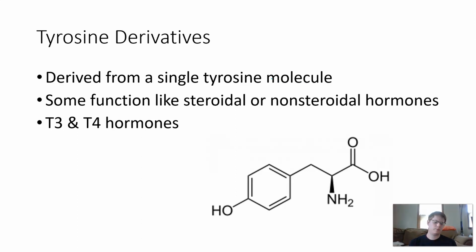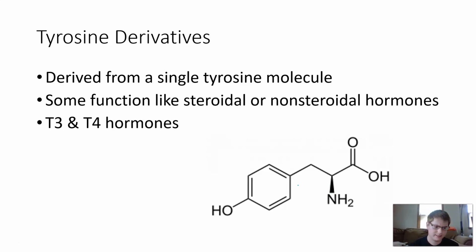There's also one more class of hormones, and this is tyrosine derivatives. They're kind of in their own group, and I really didn't know about them until I started researching this lesson. They're derived from a single tyrosine molecule, which is an amino acid, and that's what it looks like right here. Some function like a steroidal or a non-steroidal hormone, so it just depends on what kind they are, but they're really small. A lot of hormones are pretty small, but this one is also very small.